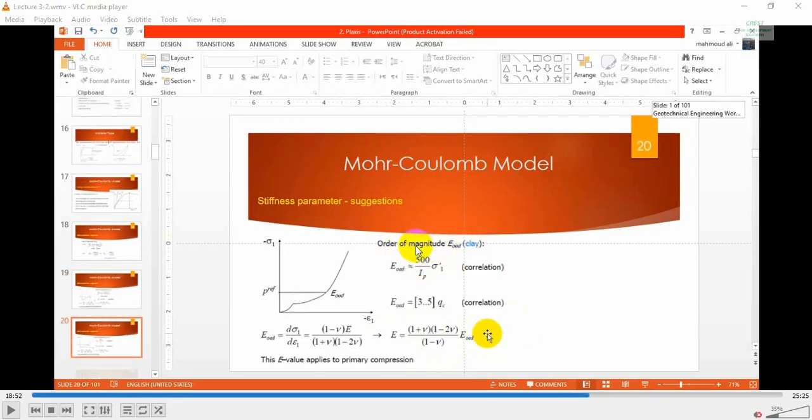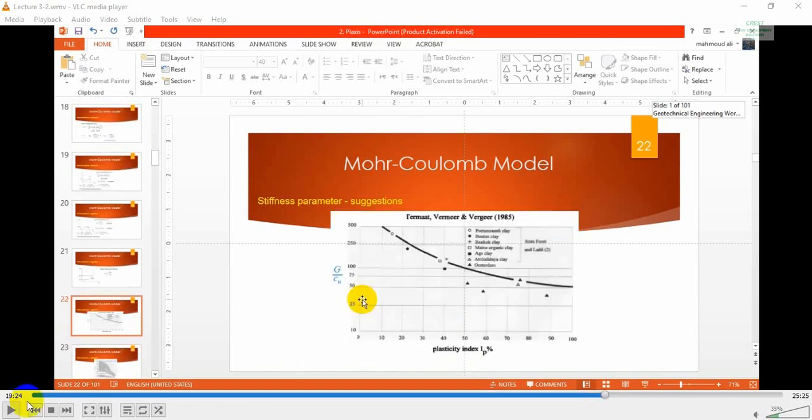Similarly, for clay soil, the E odometer is equal to 500 over the plasticity index multiplied by sigma 1 dash, and then you can get the E as a function of E odometer using this equation.